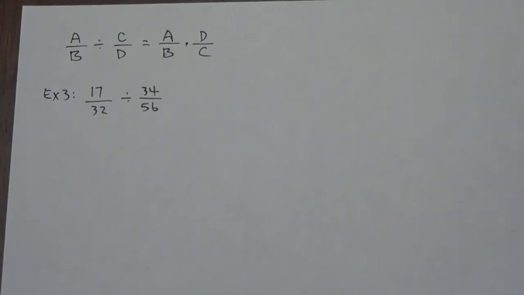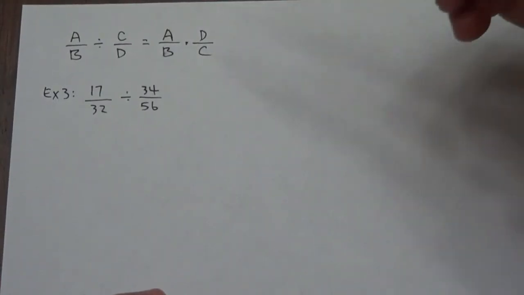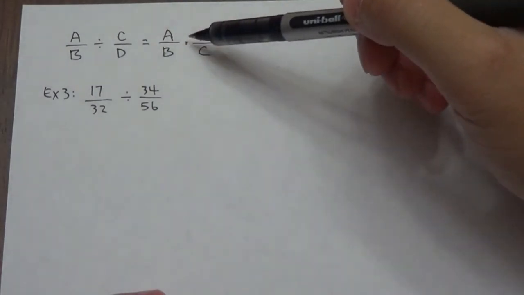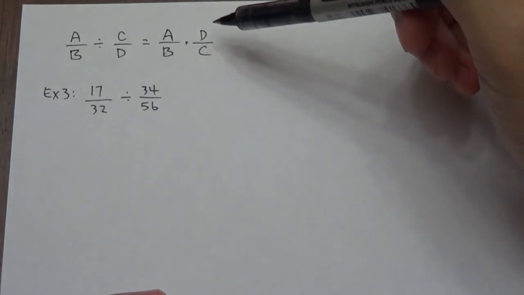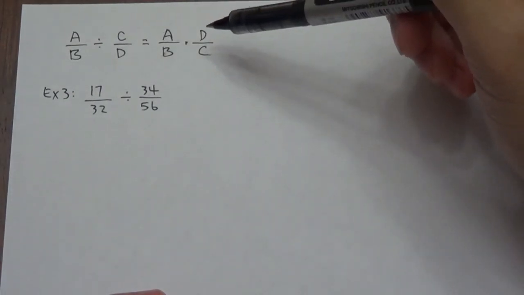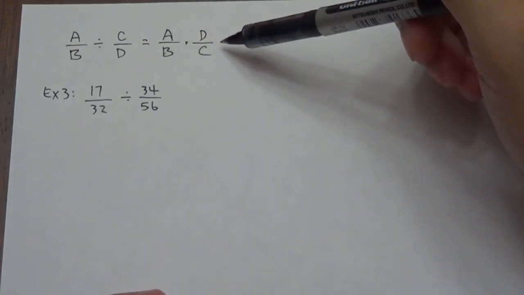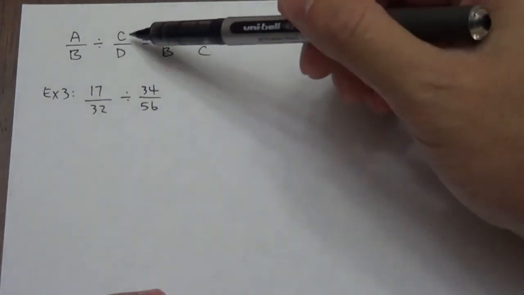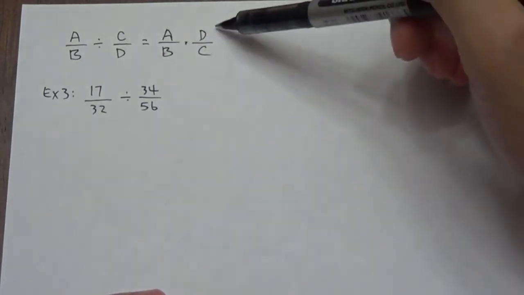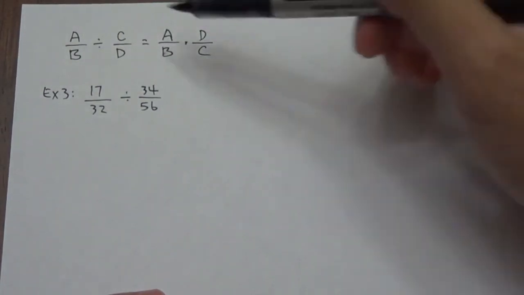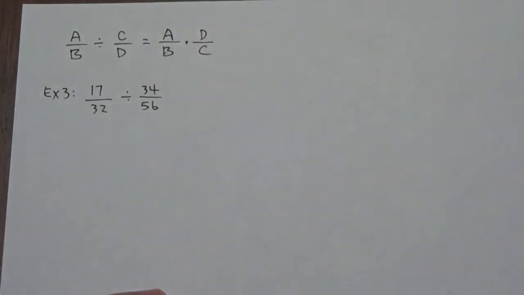Now the rule for dividing fractions is over here, and as you can see, we don't actually divide. What we do is we change it to a multiplication problem by multiplying by the reciprocal. To get the reciprocal of a fraction, you simply flip the numerator and the denominator. So you see over here, C over D becomes D over C. And instead of dividing, we are multiplying.